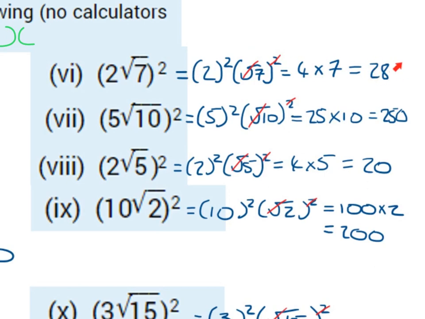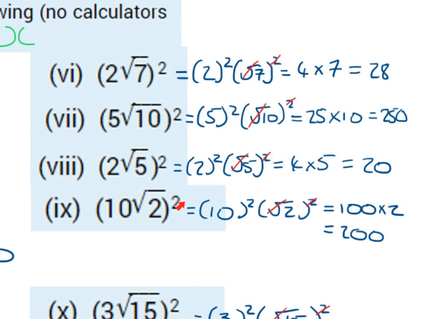but it is important that you can do it out the long way. In the same way, 5 root 10 to be squared, we're going to square both parts. So we have 5 squared multiplied by root 10 squared. 5 squared is 25, and root 10 to be squared, the root and the squared will cancel, leaving us with 10. 25 times 10 is 250. In the same way, 2 root 5 to be squared is 2 squared multiplied by root 5 to be squared. 2 squared is 4. Root 5 to be squared, the root and the squared will cancel, leaving us with 5. 4 by 5 is 20.